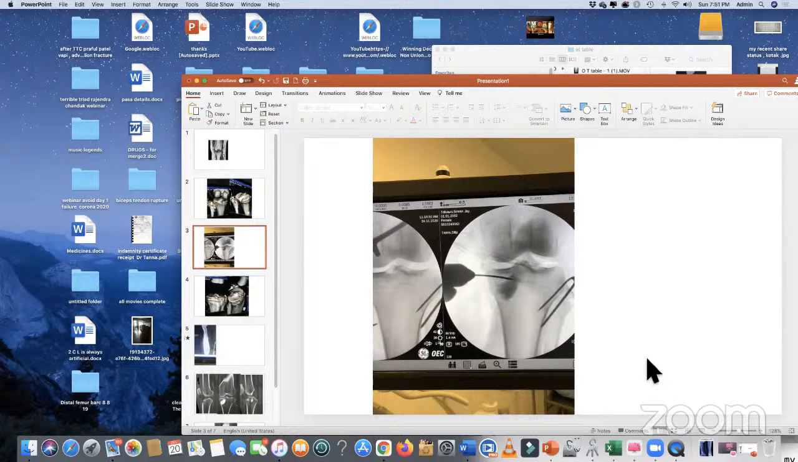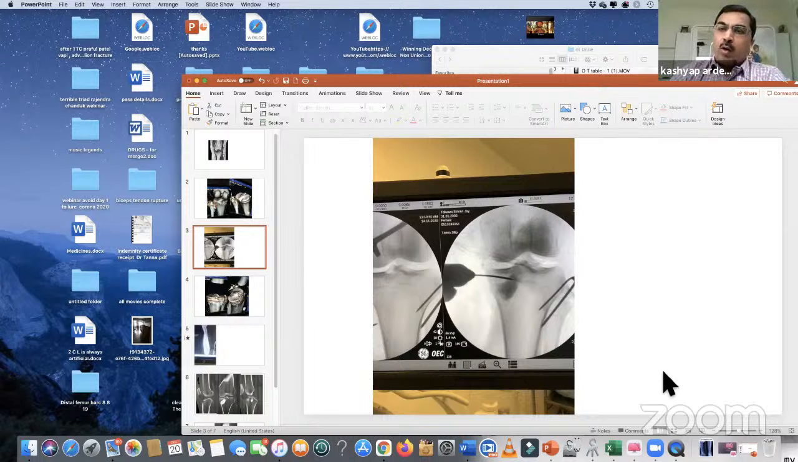Yes, sir. To my mind, this is a posterolateral corner injury, which is more of a ligamentous injury with the tip of fibular avulsion, rather than a proximal bicondylar type of condition.